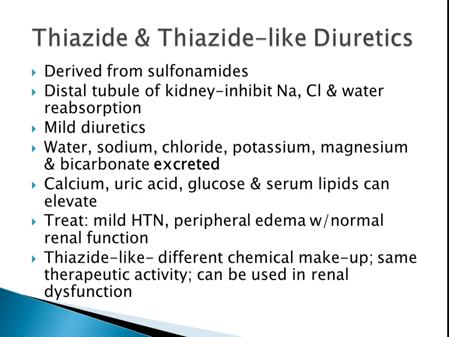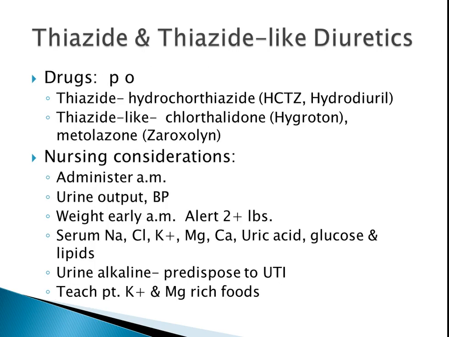Like we said, they treat mild hypertension and peripheral edema, but the person has to have normal kidney function. You can't lose fluid if the kidneys aren't working well. There are some thiazide-like diuretics that you can use with people who are beginning to have kidney problems. The most common thiazide diuretic is called hydrochlorothiazide, and you often hear it abbreviated HCTZ. People don't want to say hydrochlorothiazide, I guess.